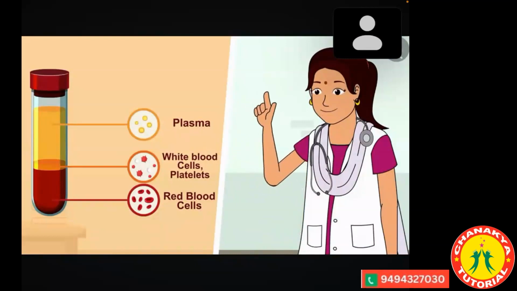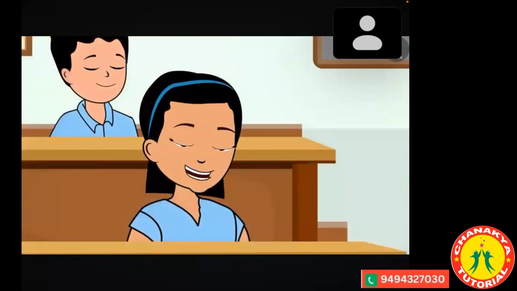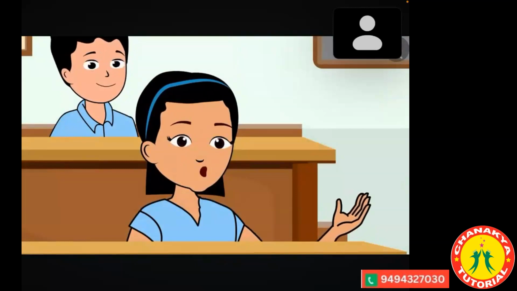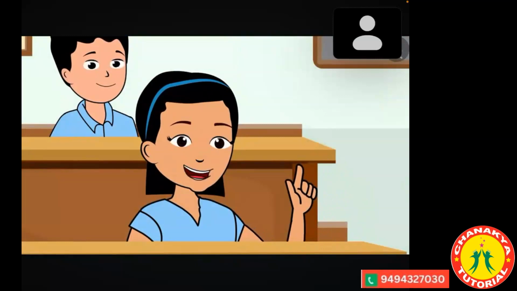The fluid part of blood is called plasma. It constitutes 55% of the blood. Plasma is yellow in color. What about the rest 45% of the blood? What constitutes it? And if plasma is yellow, then how is our blood red?